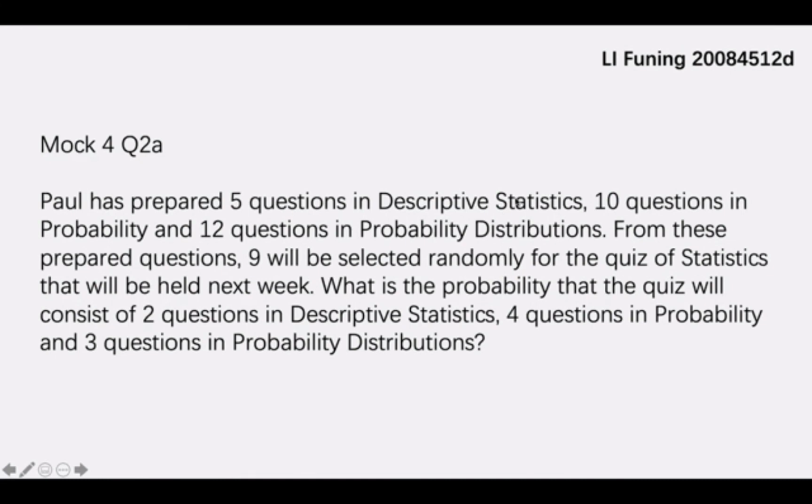Now I will explain mock 4 Q2A to you. Paul has prepared 5 questions in descriptive statistics, 10 questions in probability and 12 questions in probability distributions. From these prepared questions, 9 will be selected randomly for the quiz of statistics that will be held next week. What is the probability that the quiz will consist of 2 questions in descriptive statistics, 4 questions in probability, and 3 questions in probability distributions?